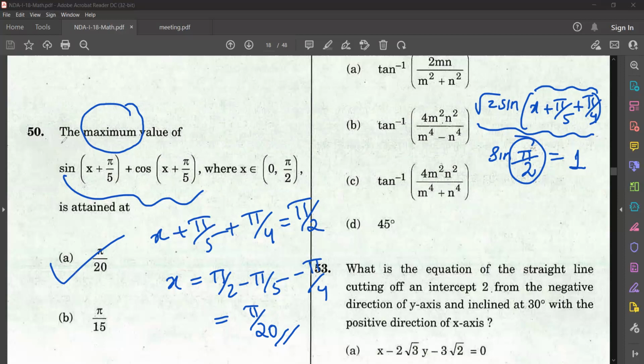So when you get a question like this to find a maximum value, if there are two terms like sin x plus cos x, we have to make that into a single term. Then only we can get the maximum value. For that we have to make it into a single function. Okay, so moving on to the next question.